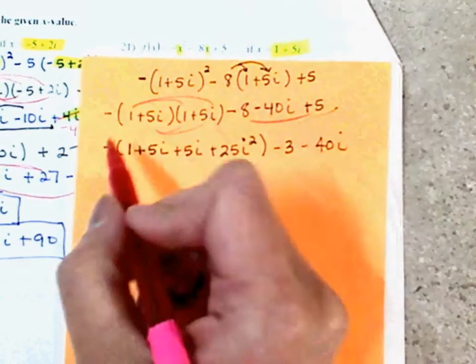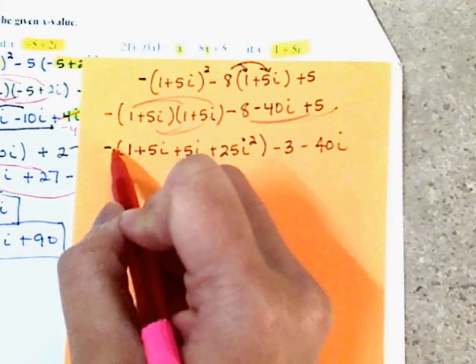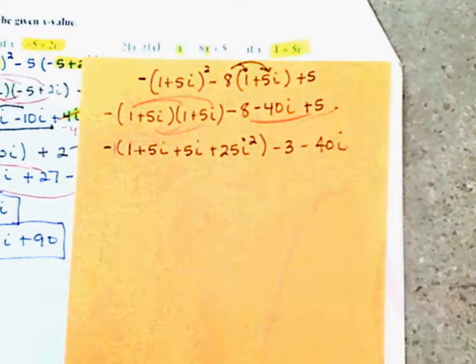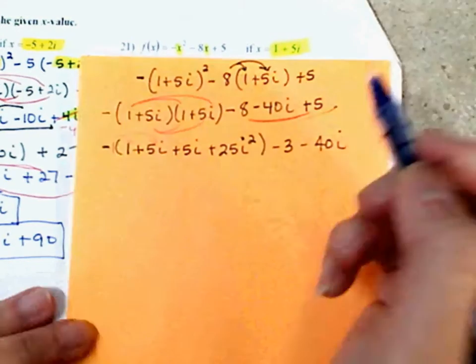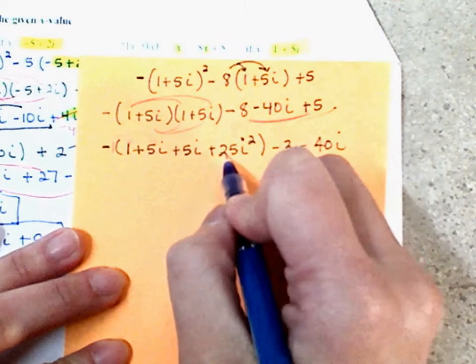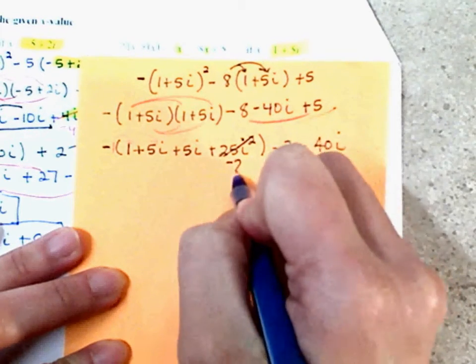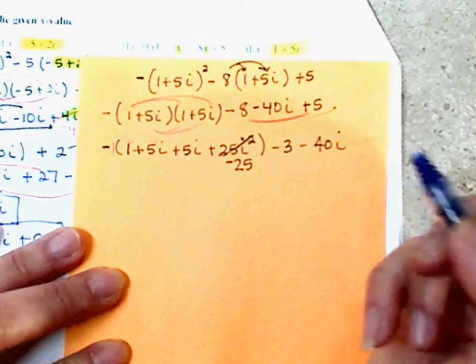What number is right here? A 1. So I need to distribute that negative, all of it, right? But before I do, you can take care of a few things. What is 25 times negative 1? Negative 25. See how I took care of it? Always take the opposite.